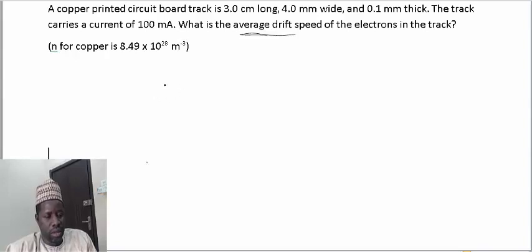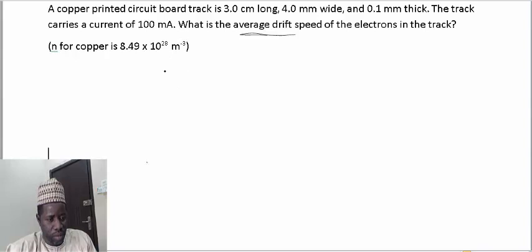So if you could recall, we have a formula relating the current, the density of the charge carriers in a given conductor, the area of the track, and the drift velocity of the charge carriers when they are accelerated along a particular section of the conductor. So our charge carrier density for the copper material is given as 8.49 times 10 to the power 28 charge carriers, in our case here, number of electrons in 1 cubic meter.